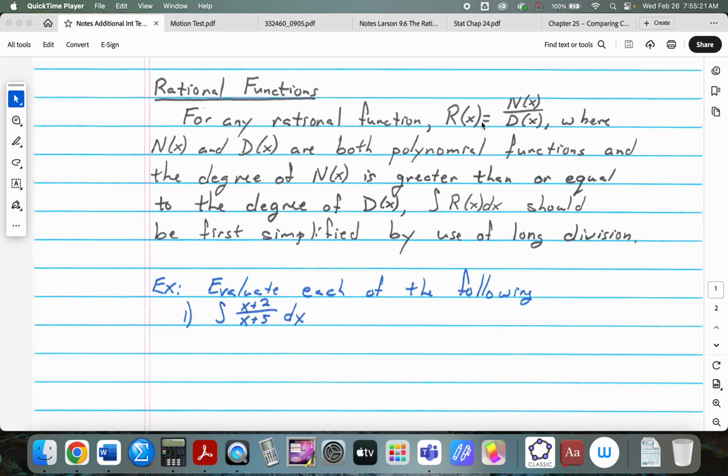There we go. Where n of x and d of x are both polynomial functions, and the degree of n of x is greater than or equal to the degree of d of x, the integral of r of x should first be simplified by use of long division.